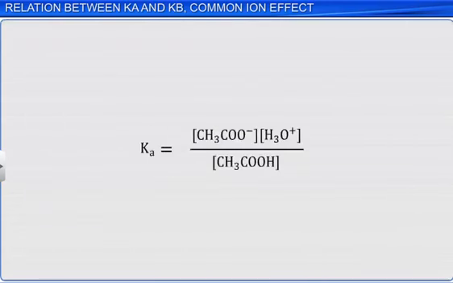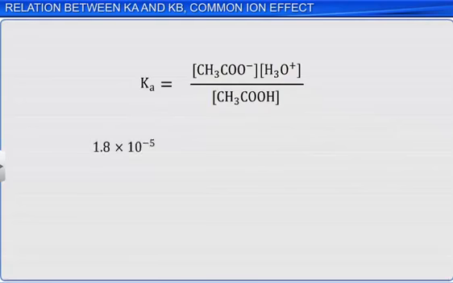The equilibrium constant expression for this reaction can be represented as Ka is equal to the product of CH3COO− and H3O+ divided by the concentration of CH3COOH. Substituting the value of Ka and the equilibrium concentrations of acetate, hydronium ions and acetic acid, we get 1.8 × 10^−5 equals x multiplied by (0.1 + x) divided by (0.1 − x).